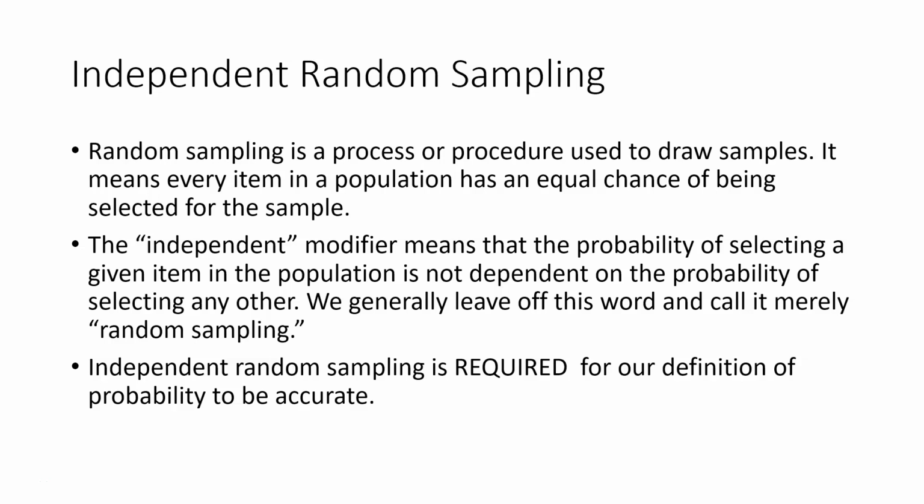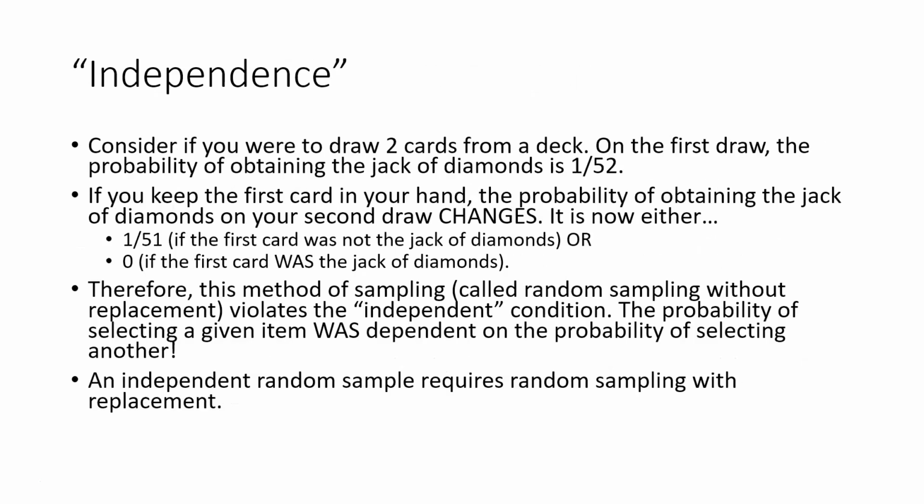The independent word that we use at the beginning of this clause, that modifier means that the probability of selecting a given item in the population is not dependent on the probability of selecting any other. We generally leave off this word, and we just call it random sampling, even though when we say the phrase random sampling, we mean independent random sampling. In order for our probability to be accurate, and thus for our statistics to be accurate, we have to use independent random sampling. So let's talk for a minute a little bit more detail about what independence means.